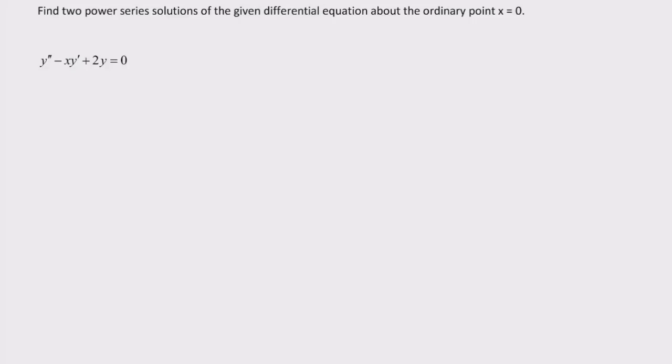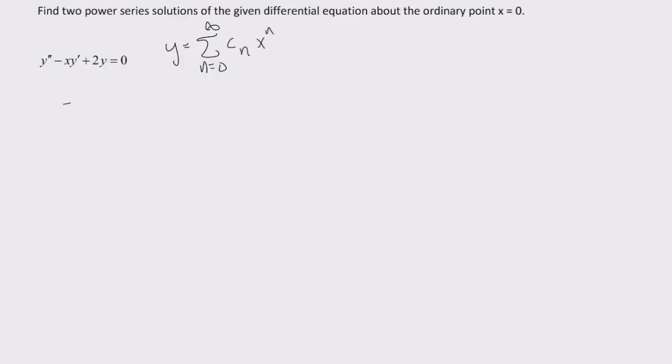So in this one, we don't have anything we got to worry about in front of the second derivative. So we know our general solution is going to look like y equals summation n equals 0 to infinity of c sub n x to the nth. And so we can just specifically substitute that in, converting the second derivative and the first derivative into those power series conversions.